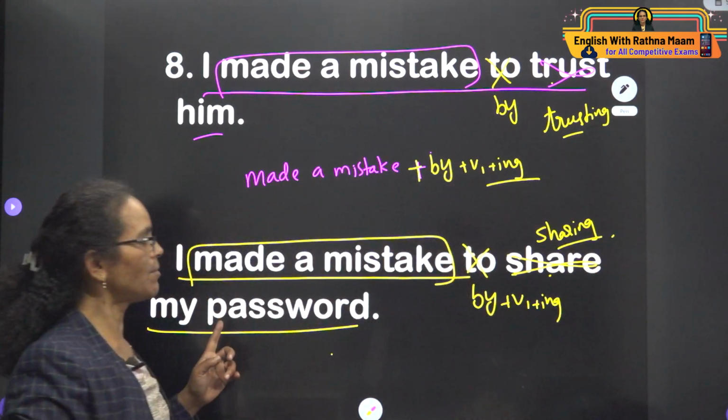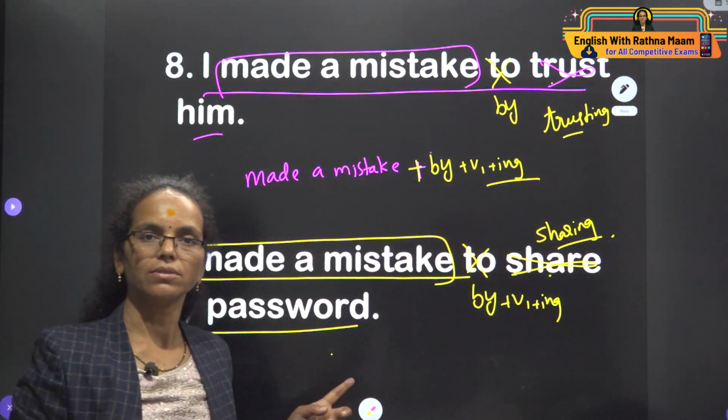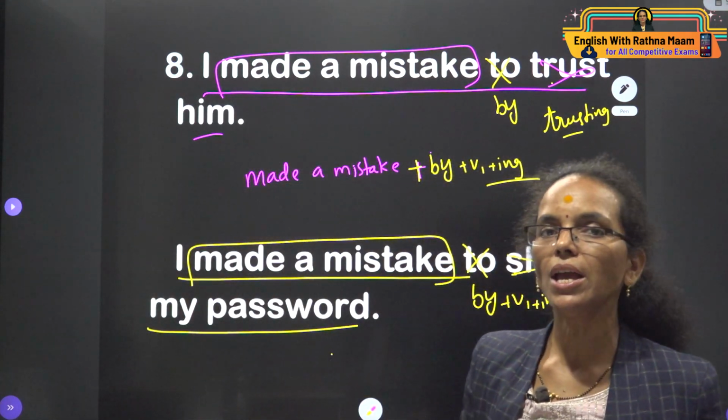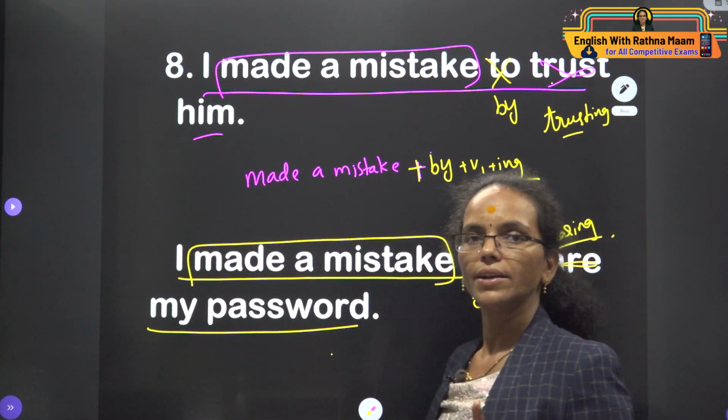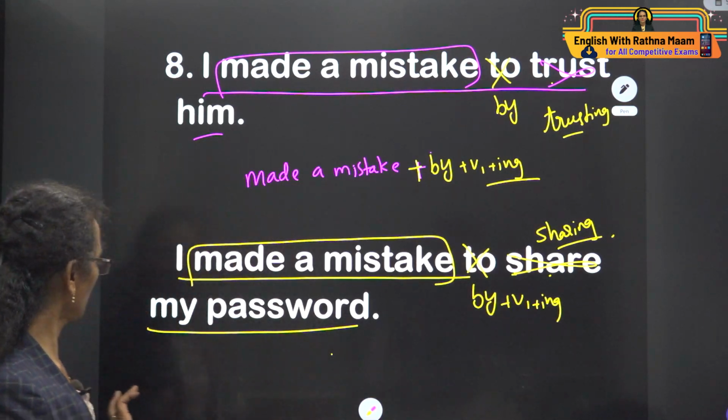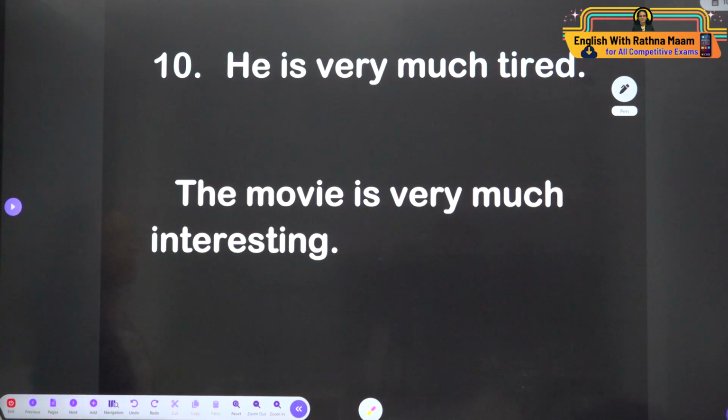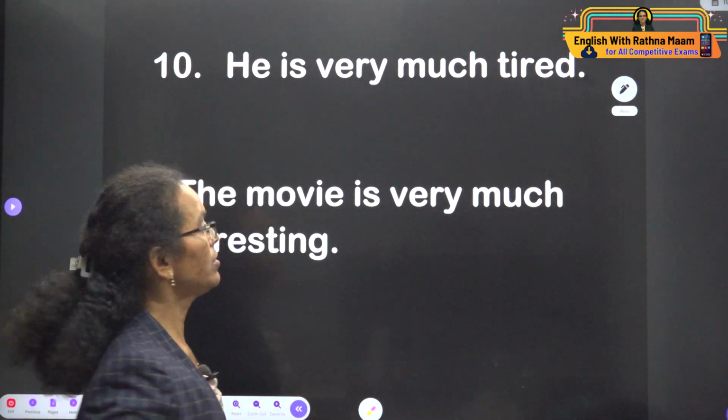I made a mistake by sharing my password. I made a mistake by sharing my password is the correct option. Move on to the next question.